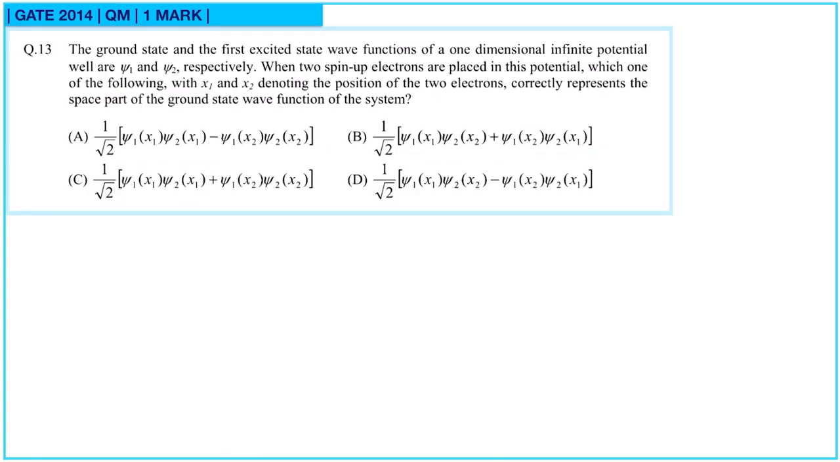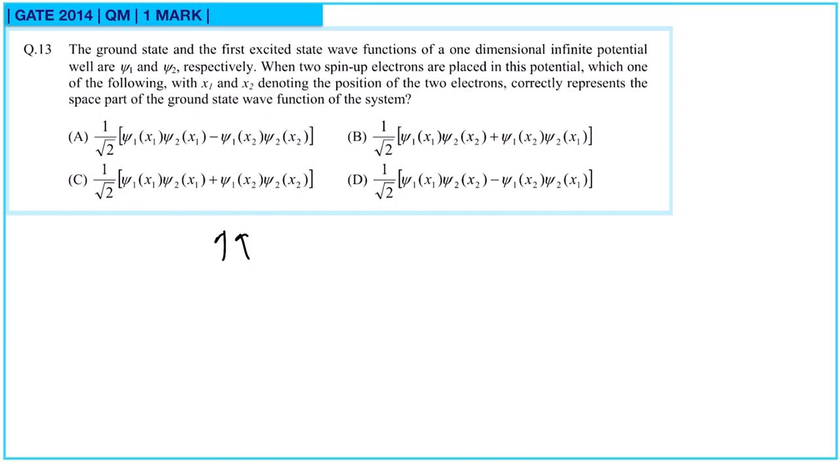Next question. The ground state and the first excited state wave functions of a one-dimensional infinite potential well are psi1 and psi2 respectively. When two spin-up electrons are placed in this potential, which one of the following, with x1 and x2 denoting the positions of the two electrons, correctly represents the space part of the ground state wave function of the system?